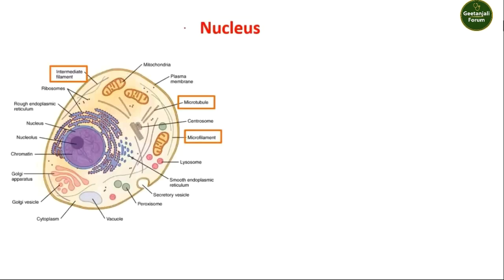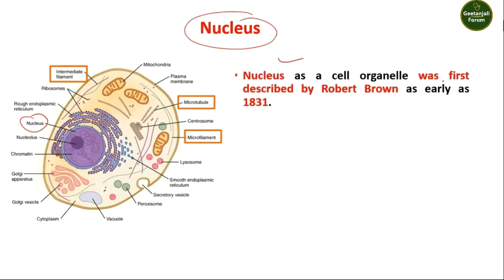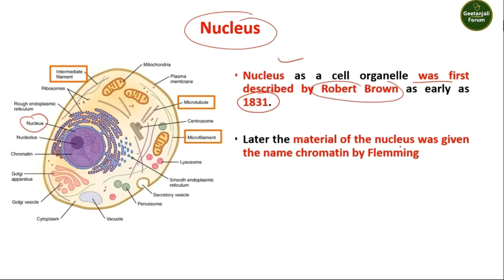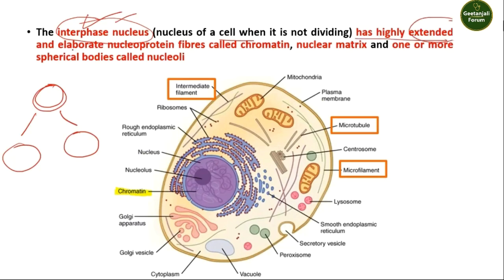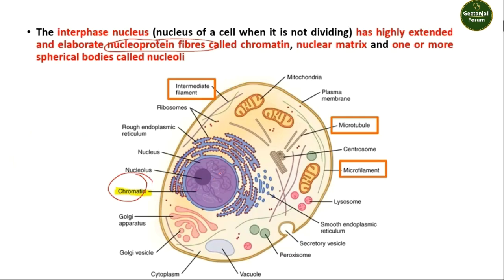Then next is nucleus. Nucleus is a very important cell organelle. This is the nucleus. Nucleus was first described by Robert Brown in 1831. He described that the cell possesses a nucleus, and the material found inside the nucleus was named chromatin by Fleming. In interphase, the nucleus has highly extended and elaborate nucleoprotein fibers called chromatin. This chromatin is a nucleoprotein fiber and it contains nuclear matrix. Also, there is a nucleolus inside the nucleus. This is the nucleolus found inside the nucleus.